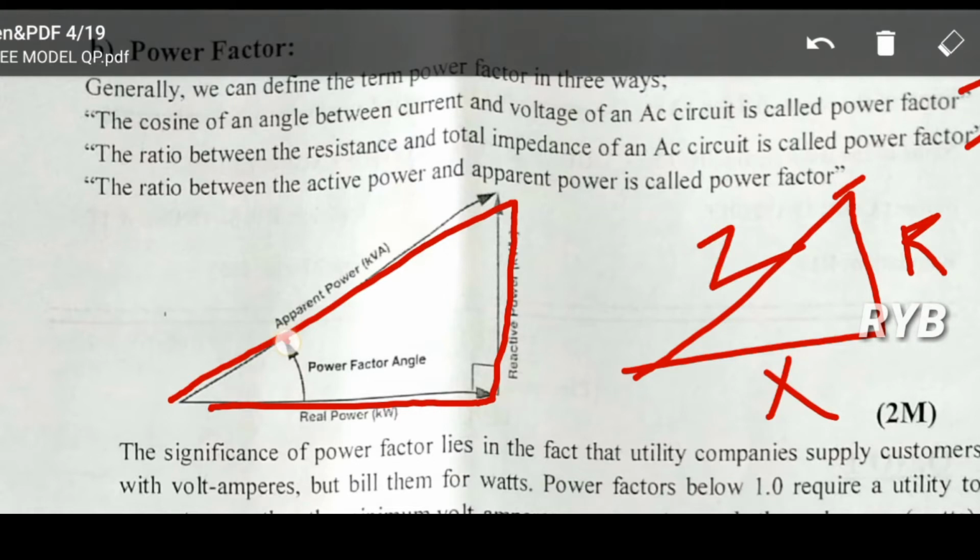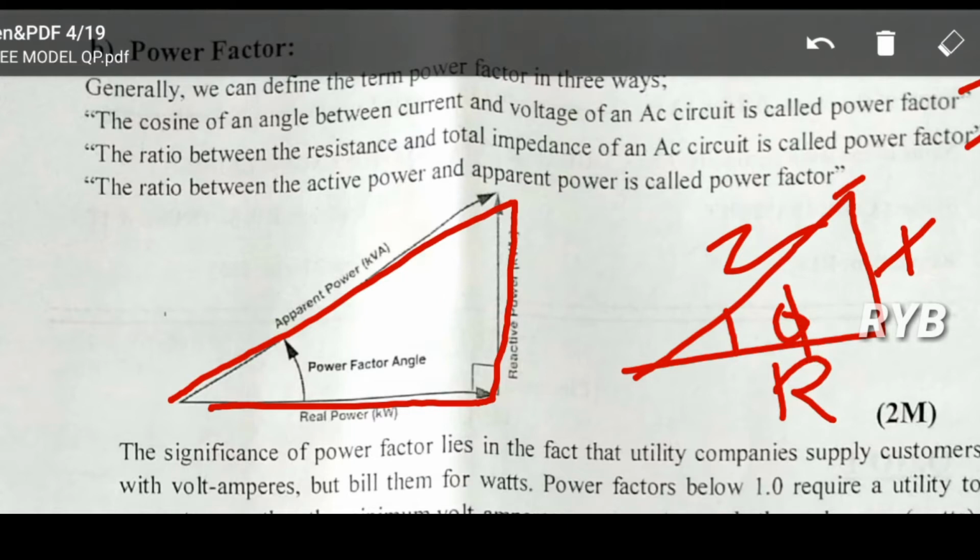From the power triangle, the power factor is cos phi equals active power by apparent power. In the impedance triangle, this is R, this is X, and this is Z. If you apply phi, cos phi equals R by Z. If you draw this power triangle, you will get some marks. They will give 2 marks.